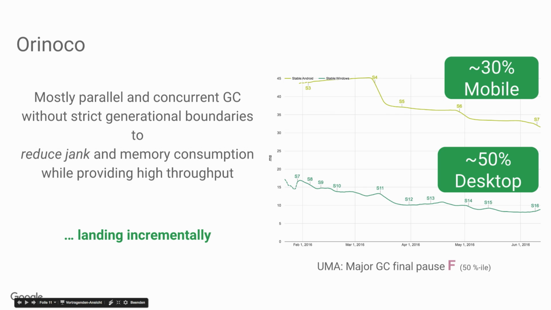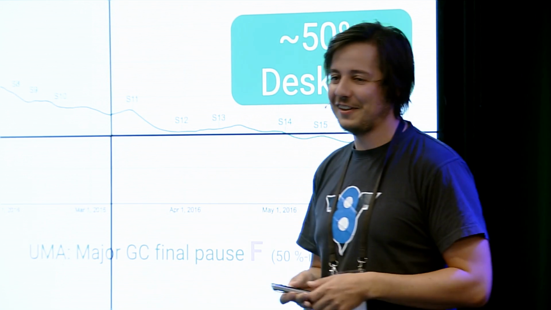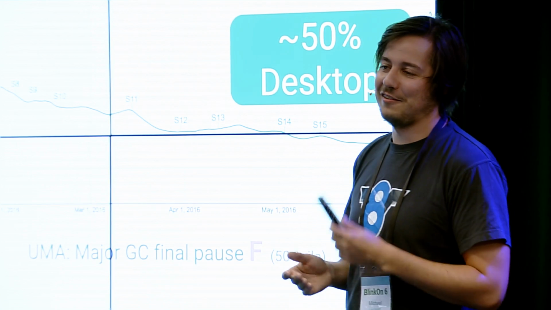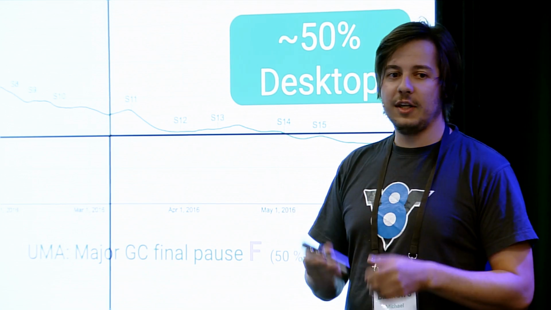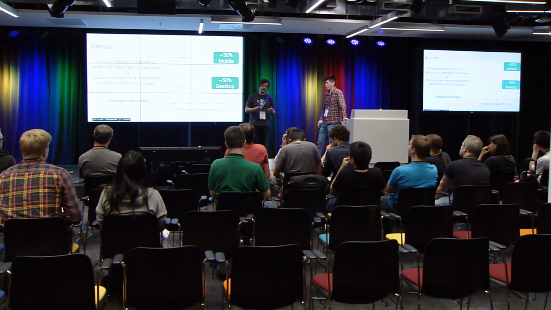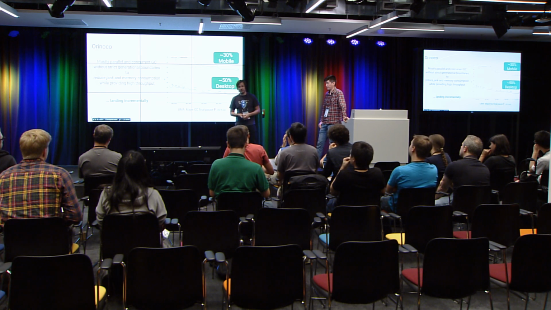It's a mostly parallel and concurrent GC without strict generational boundaries, which means that objects and pages can move kind of freely between the generations. And we do that basically to fulfill the whole trade-off space: reduce jank, memory consumption, and still provide high throughput. I will show you some features on the next slides, but a key point here is that we have been landing Orinoco incrementally, which means that you can already benefit of the features we launched.